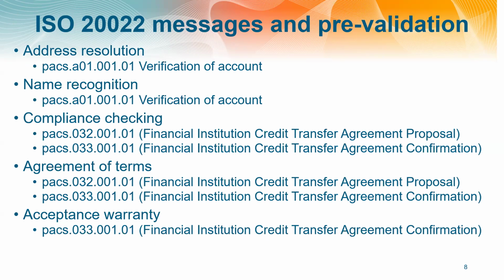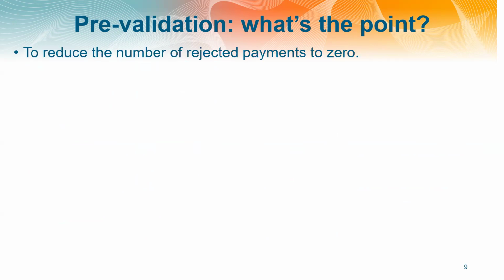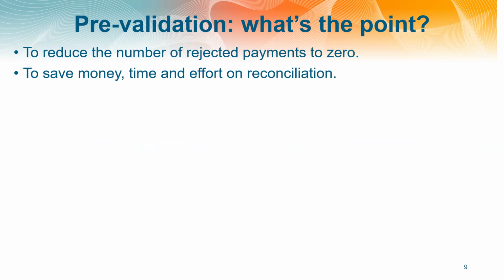So, now let's move on to, let's say, more theoretical matters. What's the point of pre-validation? Essentially, it's to reduce the number of rejected payments to zero, which means saving money, time, and effort on reconciliation. It means avoiding disputes between participants, because disputes between participants are, generally speaking, about failed payments and not about successful payments now that we have name recognition.